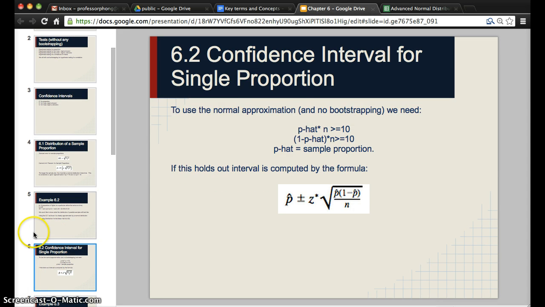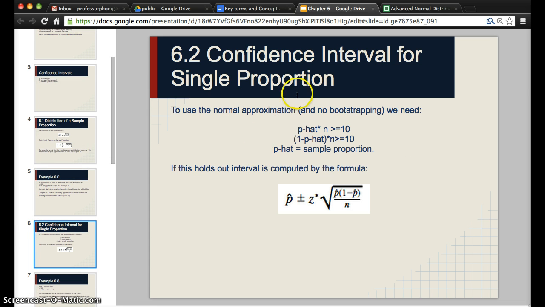Section 6.2, confidence intervals for a single proportion. Notice that in order to use the central limit theorem and not bootstrapping, we have a similar restriction as before, where p hat is our sample proportion given here. If these restrictions hold, then we can use the central limit theorem, and the interval is given by this. Of course, the advanced normal distribution calculator will do this calculation for us, but it is centered around our sample proportion, give or take a certain amount.